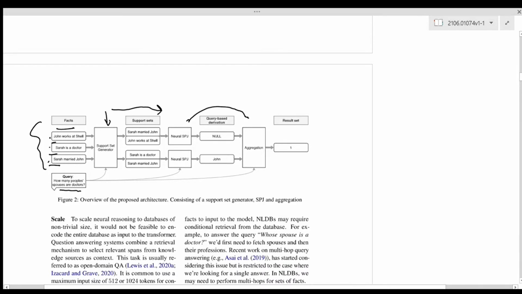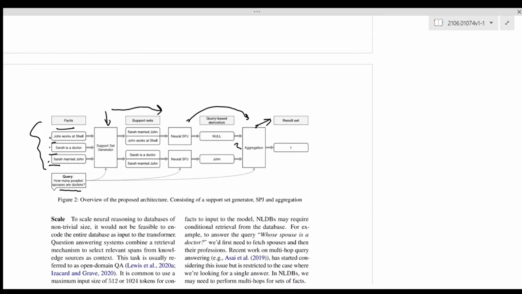Now, after the neural SPJ, it can understand whether the values need to be aggregated, or whether it is a boolean or any other value, and based on that the aggregation model will be working. It will then aggregate the neural SPJ values and provide numerical values. That's what the query wants. We will go through each section and understand how it works.